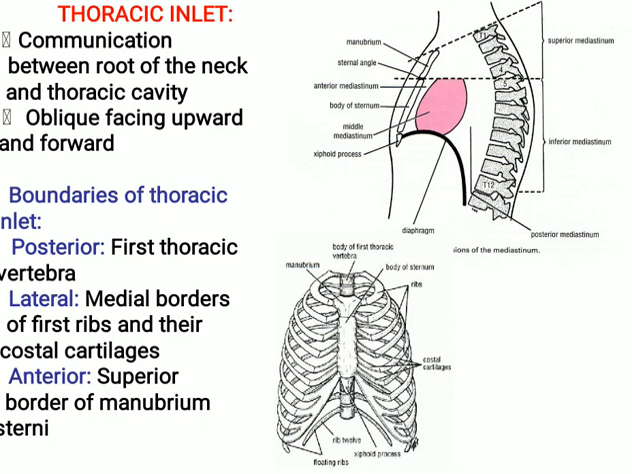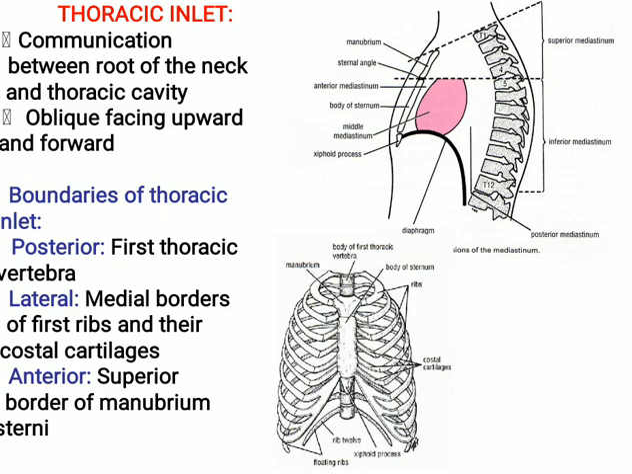So the thoracic inlet is a communication in between the root of the neck and the thoracic cavity. It communicates with the root of the neck through a narrow opening that is called the superior thoracic aperture or the thoracic inlet. It's like a communication in between the thoracic cavity and the root of the neck.